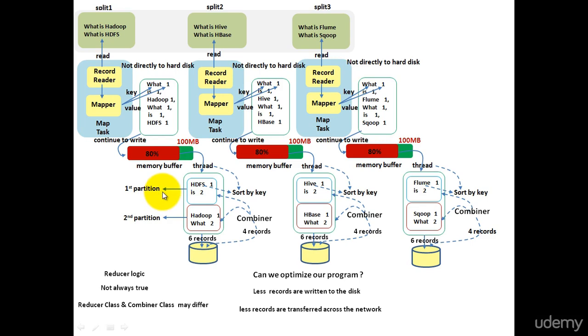Till now we saw how records are partitioned, how records are sorted, and how records are spilled from the memory to the disk, and how combiner class is applied so that less data is written to the disk and less data is transferred across the network.